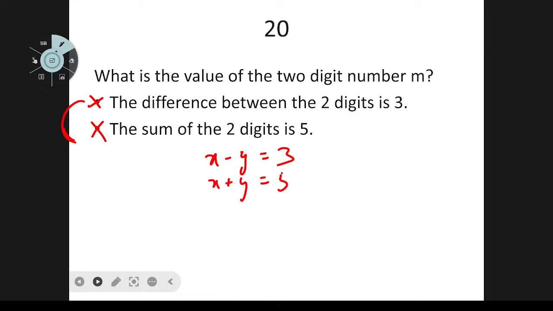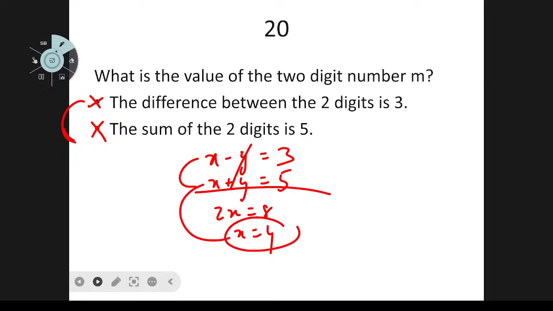x plus y is equal to 5. Correct. So 2x is 8 and x is equal to 4. Now here, if I apply this anywhere, here or here, I get 4 minus y is equal to 3. Okay, so y is equal to 1.